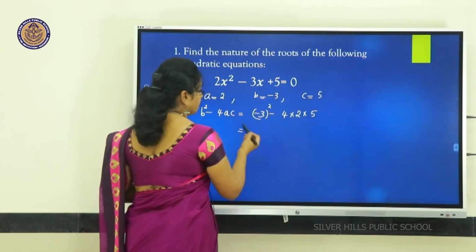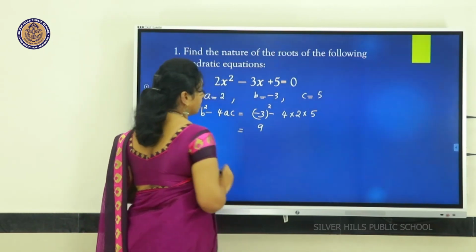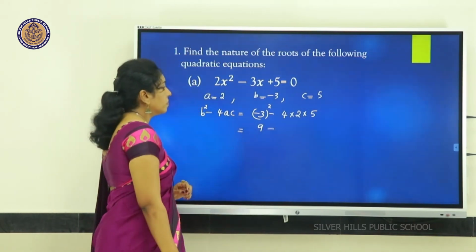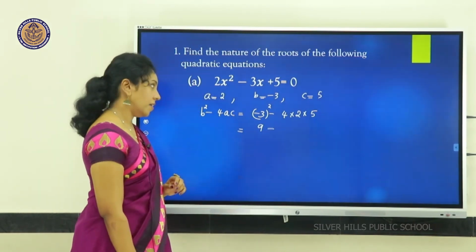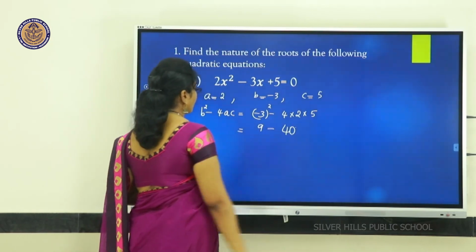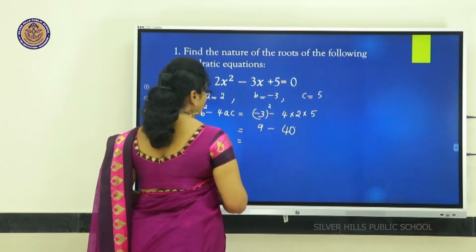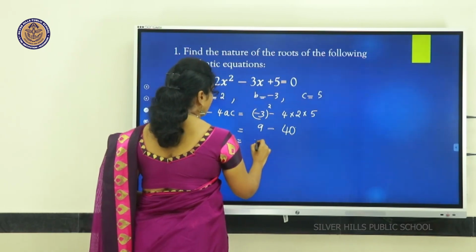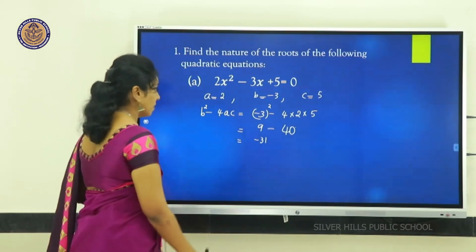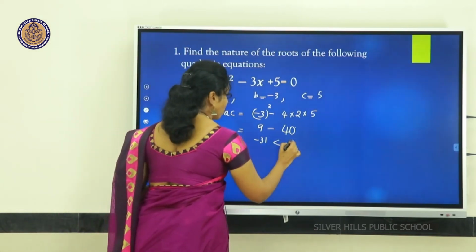That's equal to 9 minus 2 4s are 8, 5 8s are 40. Equal to minus 31. So you're getting a negative number, which is less than 0.